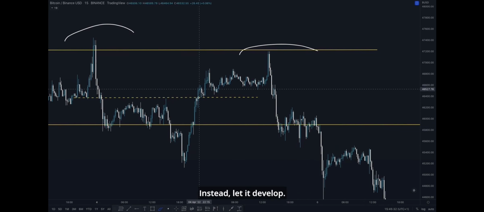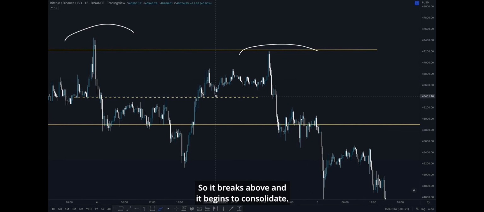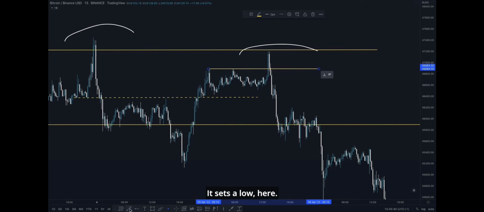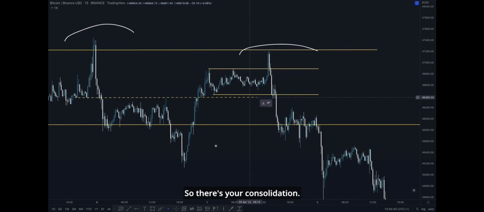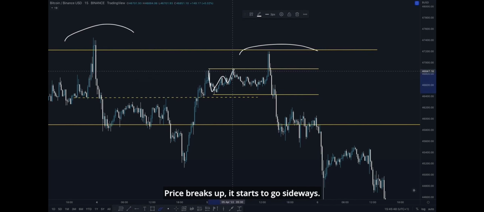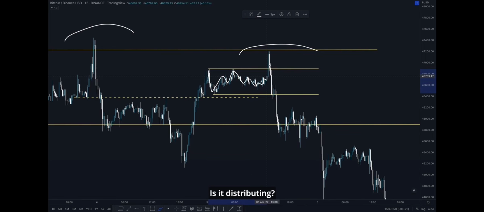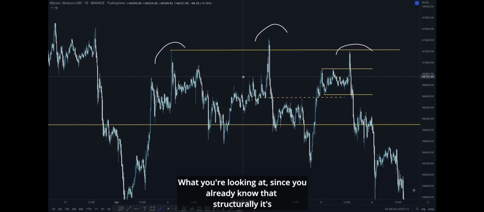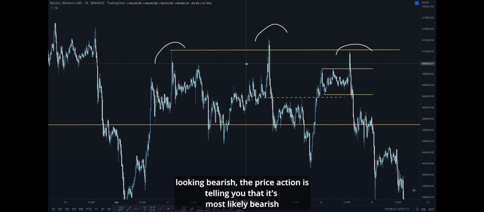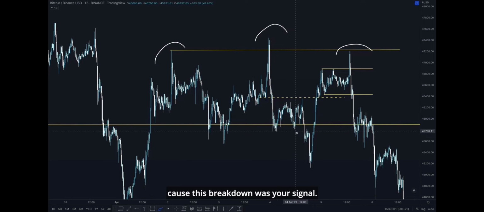Instead, let it develop. So it breaks above and it begins to consolidate. It sets a high here, it sets a low here. So there's your consolidation. Price breaks up, it starts to go sideways. People don't know, is this accumulating, is it distributing? They don't know. What you're looking at, since you already know that structurally it's looking bearish, the price action is telling you that it's most likely bearish because this breakdown was your signal.